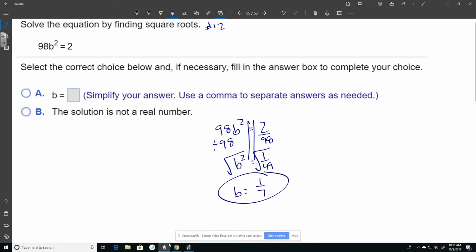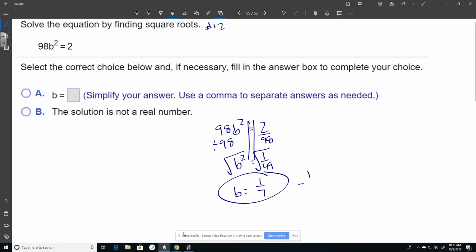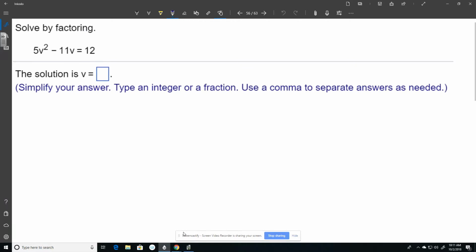But one of my answers is 1/7, but the other answer that my calculator does not give me is the negative 1/7. Remember, I have two answers when I square root something, a positive and a negative. So my answer would be 1/7 and negative 1/7. Don't put those in parentheses, just put them separate like that. All right, number 13, solve by factoring.